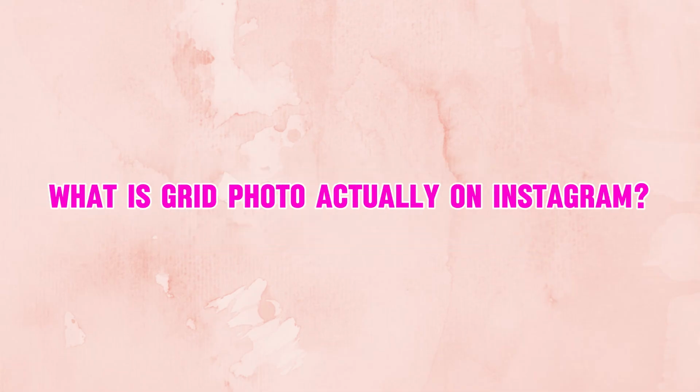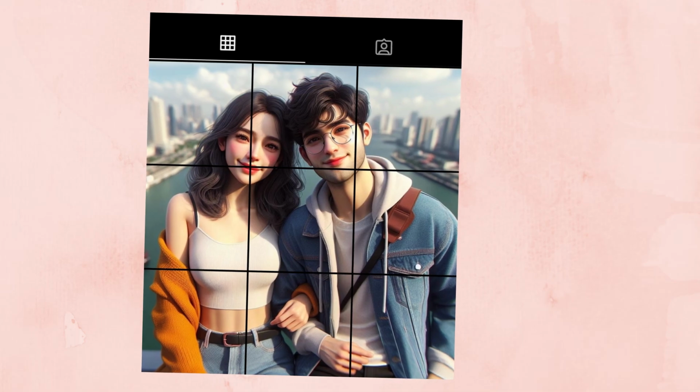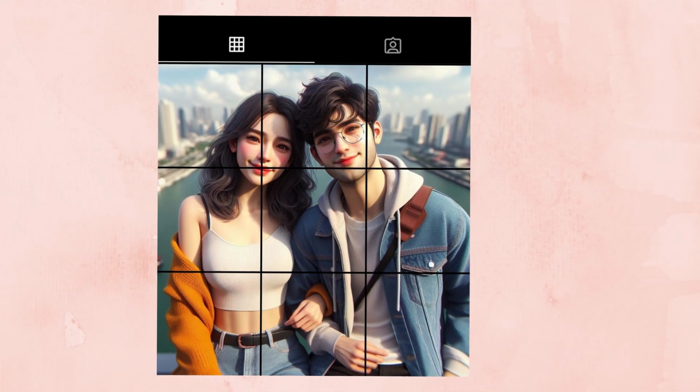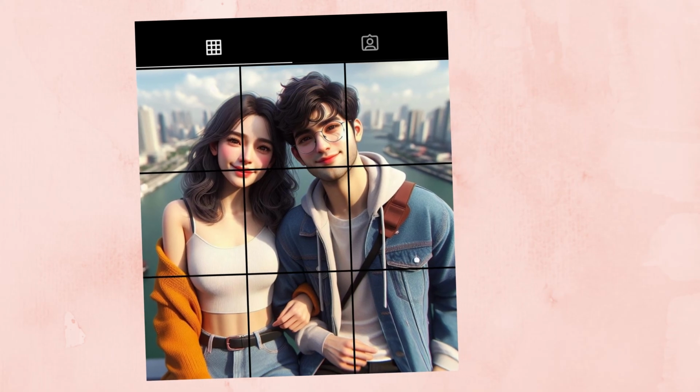First, let's talk about what a grid photo actually is. A grid photo on Instagram is a single image that is divided into multiple square posts. You can apply this technique on Instagram to share larger images that wouldn't fit within a single post.